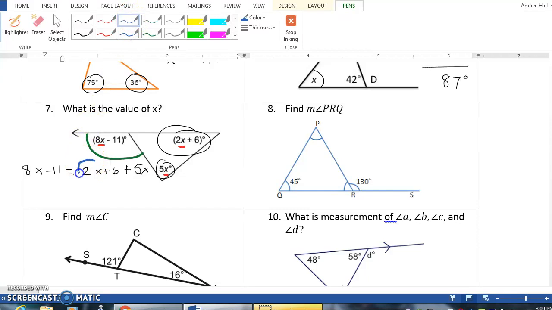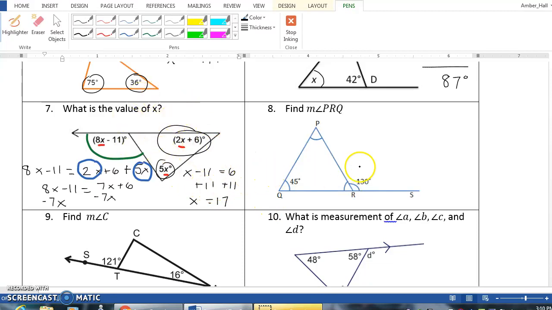I combine like terms, and I get 7x plus 6 equals 8x minus 11. I'm going to put my x's on the same side and bring it over here. I get x minus 11 equals 6. Add 11 to both sides, x equals 17.